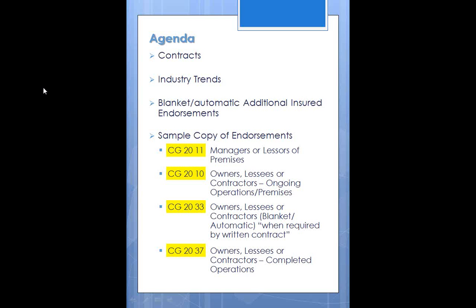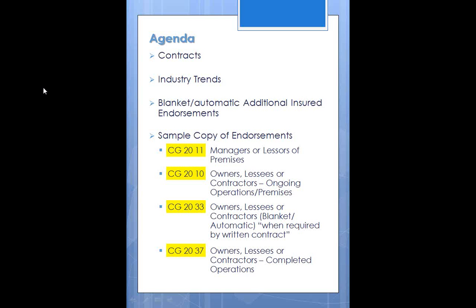If you've got leases in the insurance industry, the standard endorsement you should see to provide the owner entity and the property management company entity or entities with additional insured status would be the first one, the CG, which means just commercial general liability, CG 2011. That is an endorsement that's provided to managers or lessors of premises. So that would be the standard endorsement.